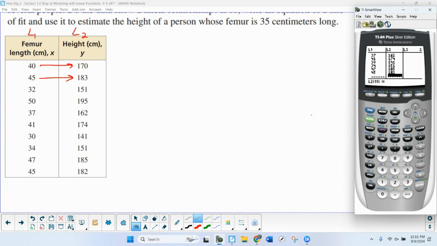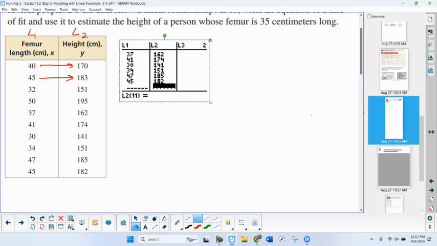When you're done, your lists should be equal. If you ever get dimension mismatch, that means your lists are mismatched. One's longer than the other, so you have one too many entries in one. Go back and double check, you made a mistake somewhere. So is everybody okay getting their data in their lists? All right, we're done with this first step.